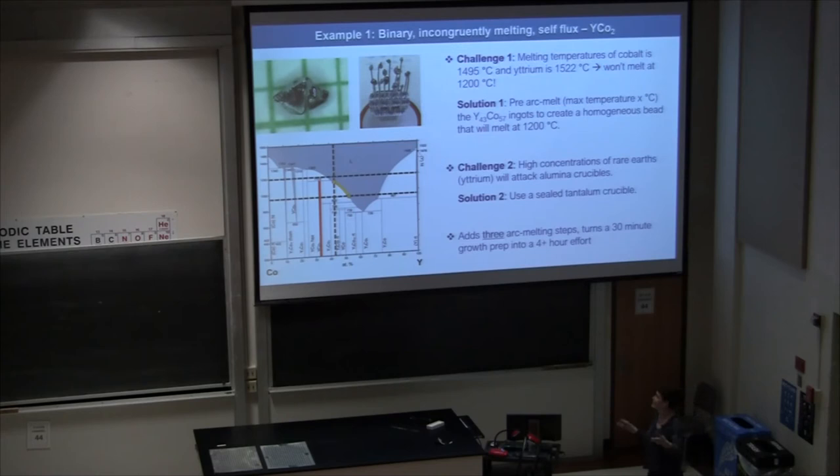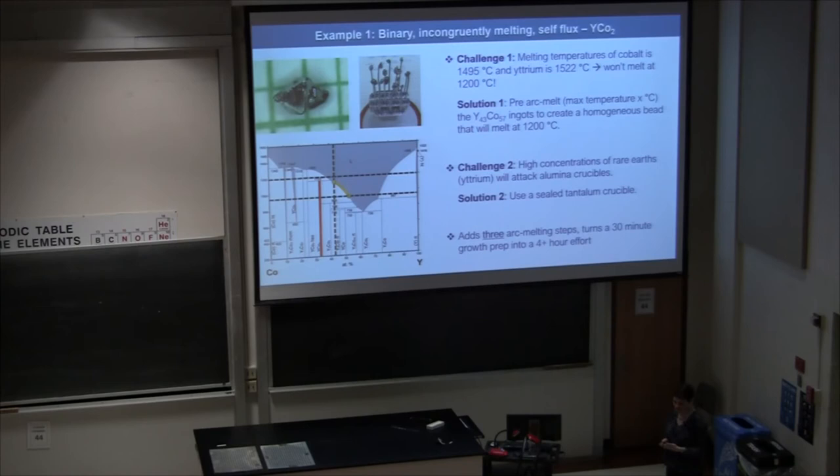So what's really happened here is that we've turned a 30-minute growth prep into about half a day of work to do all this arc melting. And so this is just an example of how something that seems really simple can become really complicated. But in the end, it did work, and we got these beautiful quasi-octahedral crystals and some beautiful neutron scattering data.